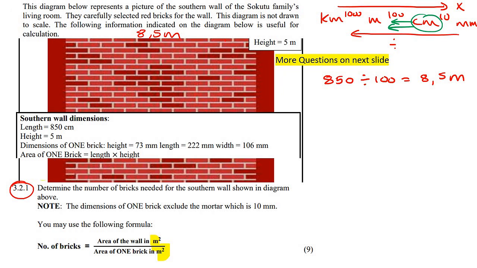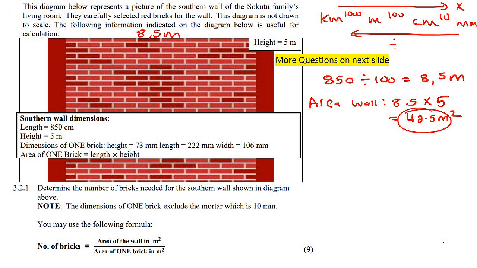So now we can go work out the area of the wall. So area of the wall, and that's going to be 8.5 multiplied by 5. And that'll give us 42.5 meters squared, because it's area.